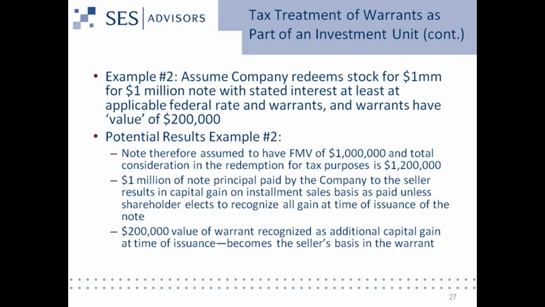And the $1 million of note principal is treated as a capital gain on the redemption, either on an installment sales basis or the shareholder can elect out. And the $200,000 value of the warrant is recognized as an additional capital gain at the time of issuance. And again, this $200,000 becomes the selling shareholder's basis in the warrant for determining any future capital gain associated with the warrant.